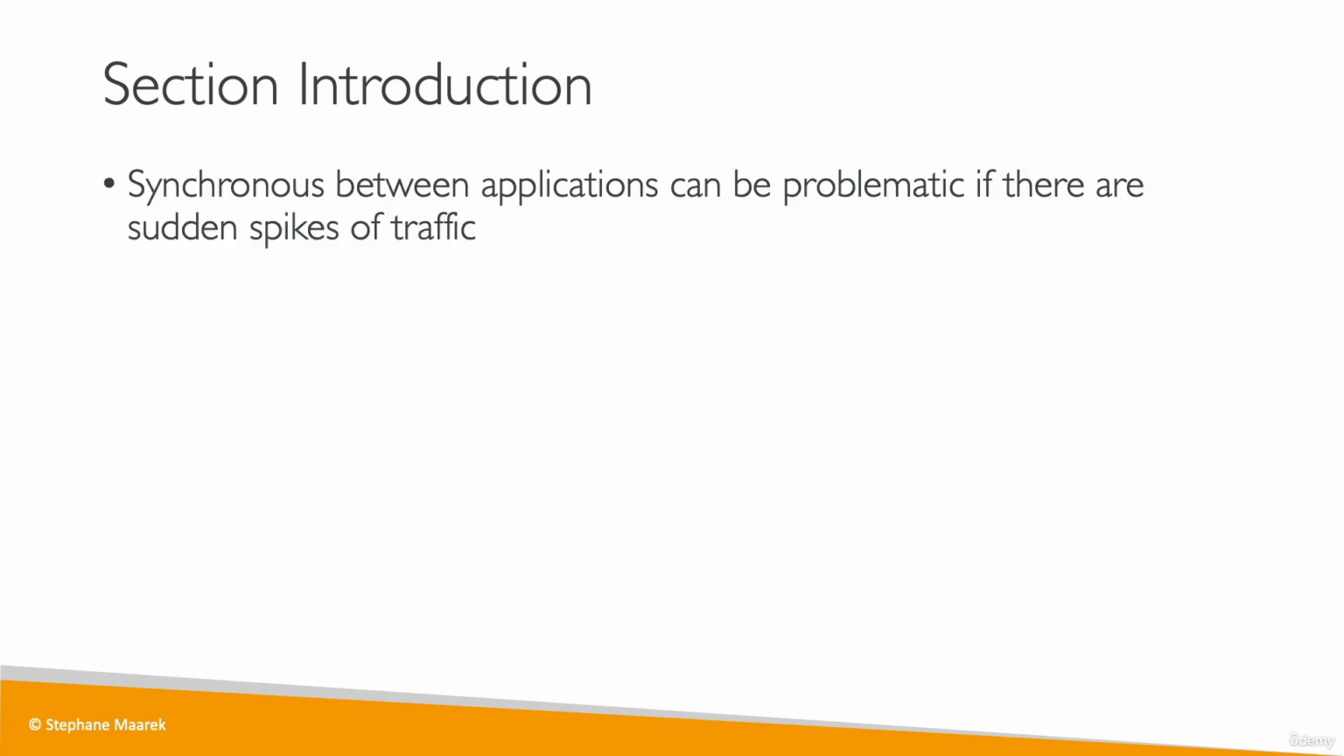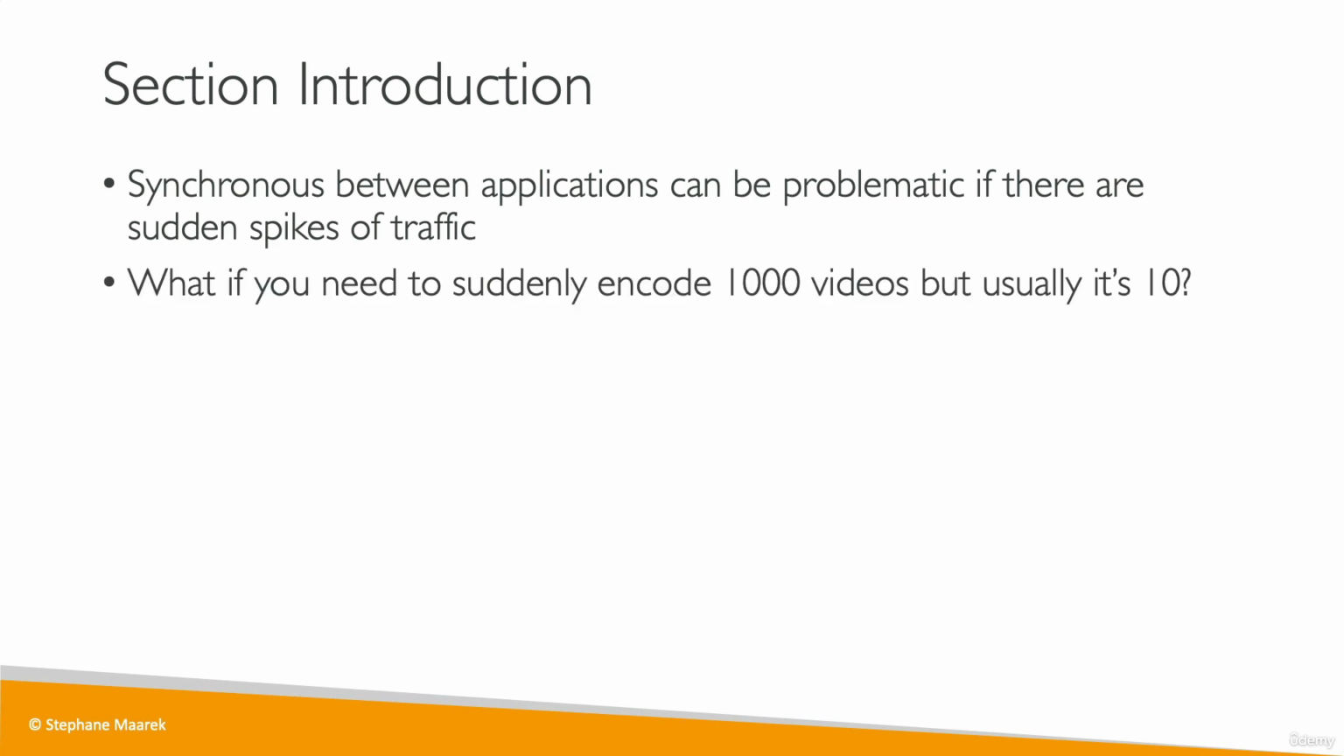So if we get synchronous communication between an application and another one, it could be a problem. For example, what if you have a sudden spike of traffic? What if you need to encode 1,000 videos, but usually it's 10? In this case, the service you are talking to may get overwhelmed and you may get an issue to encode these 1,000 videos and things may fail.